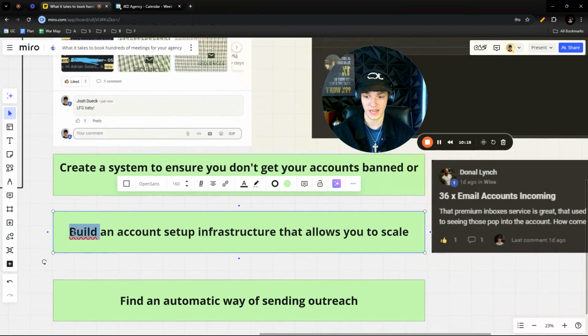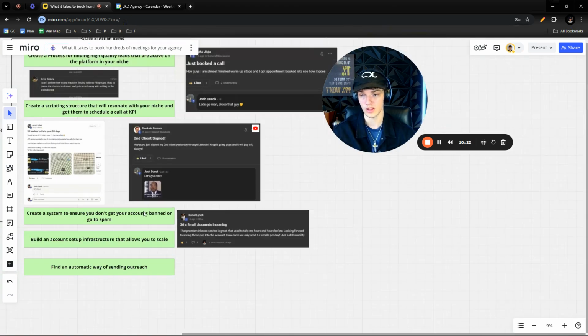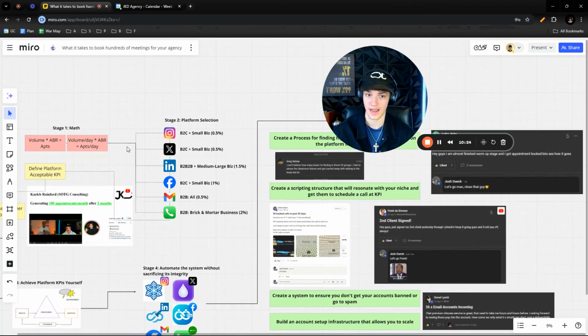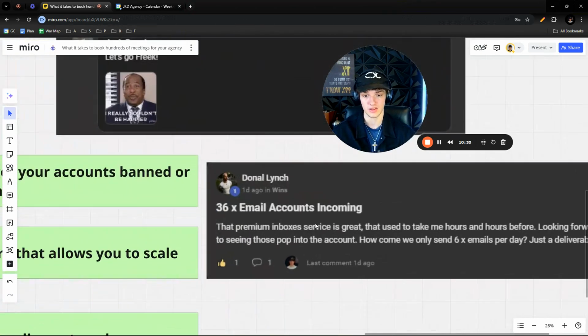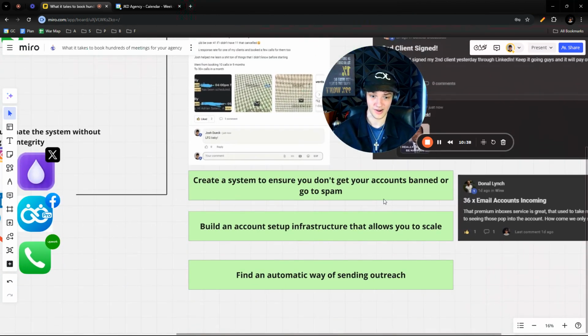You need to build an account setup infrastructure that actually allows you to scale. A lot of the time people will spend hours and hours setting up email accounts or Instagram accounts and making sure they're all good to go. You need a way to automate this. When you can spend half an hour setting this up and just get 36 email accounts ready to go and send, things become very, very easy.